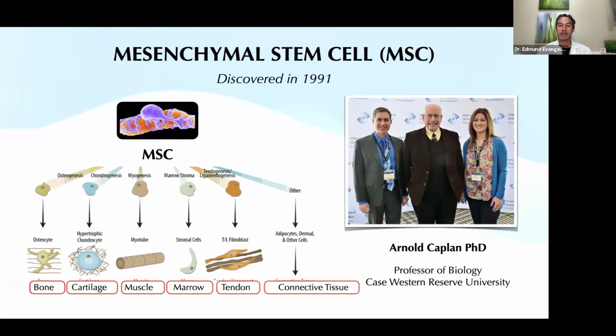So your mesenchymal stem cell, the adult stem cell, was discovered in 1991 by Dr. Arnold Kaplan. Now, this particular type of stem cell is of particular interest to us in orthopedics because these cells can differentiate into the tissues that we are interested in healing. So bone, cartilage, muscle, tendon, and connective tissue.